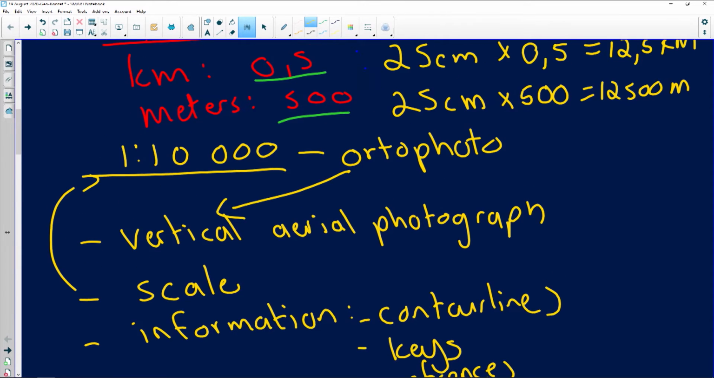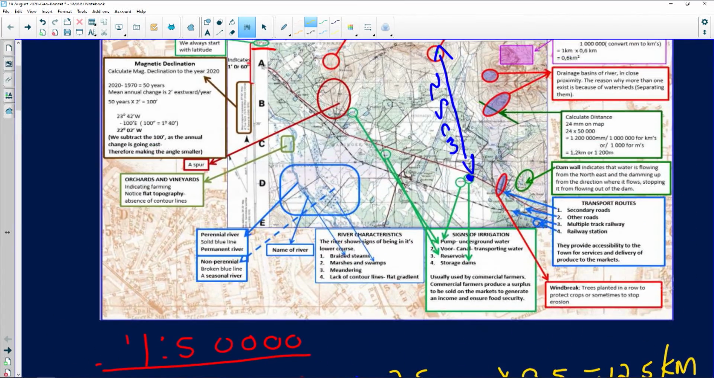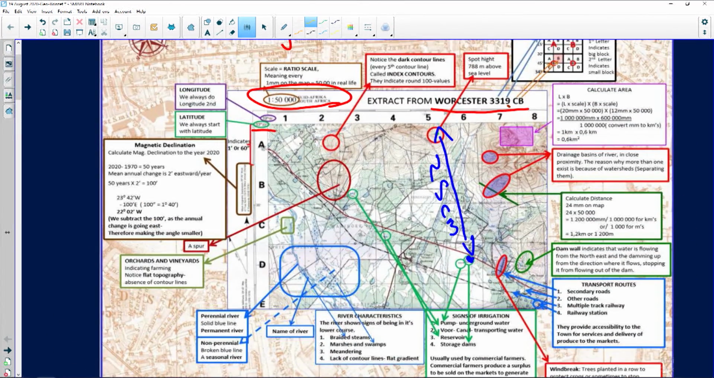Now, when we look at contour lines, we also find them. It's these brown lines that we see all over our topographical map. We do find them on our orthophoto as well. Now, what do these contour lines represent? They represent height. They represent altitude.